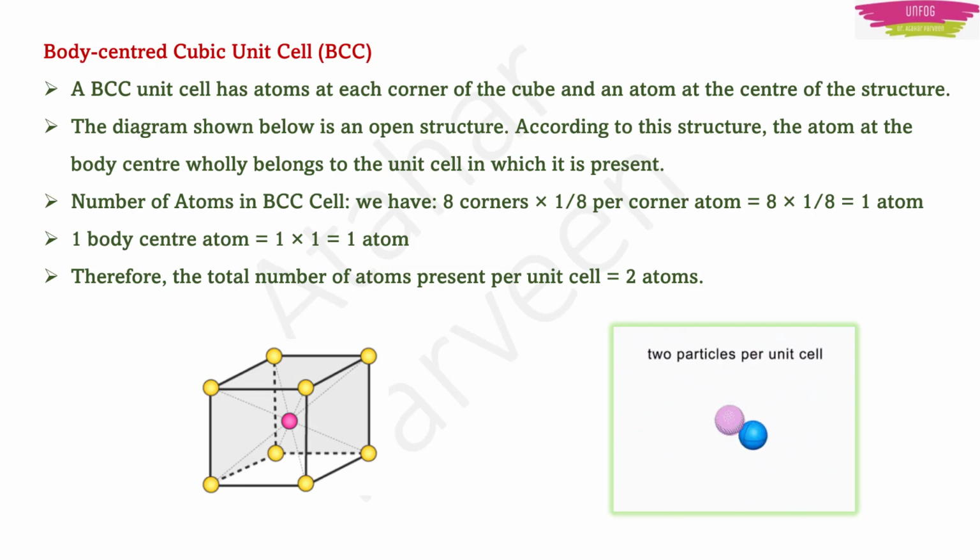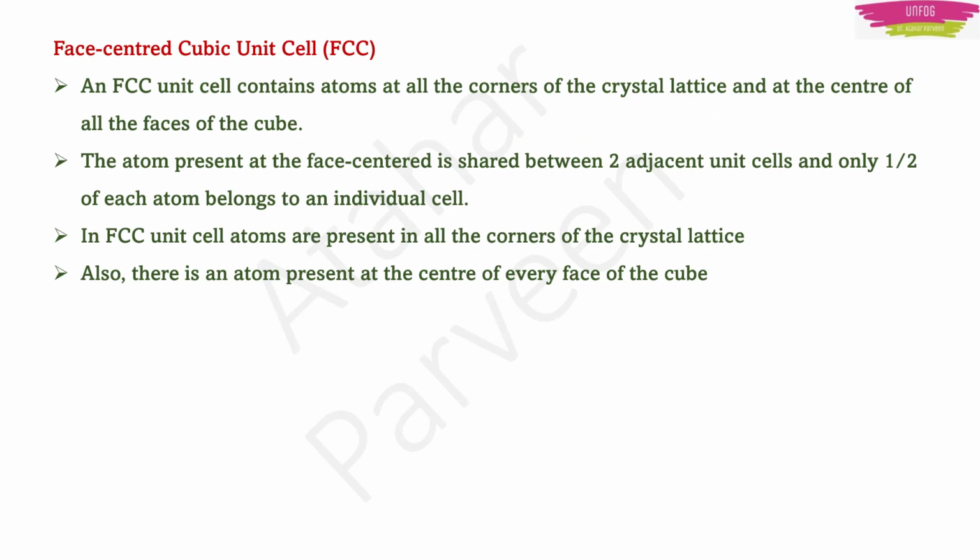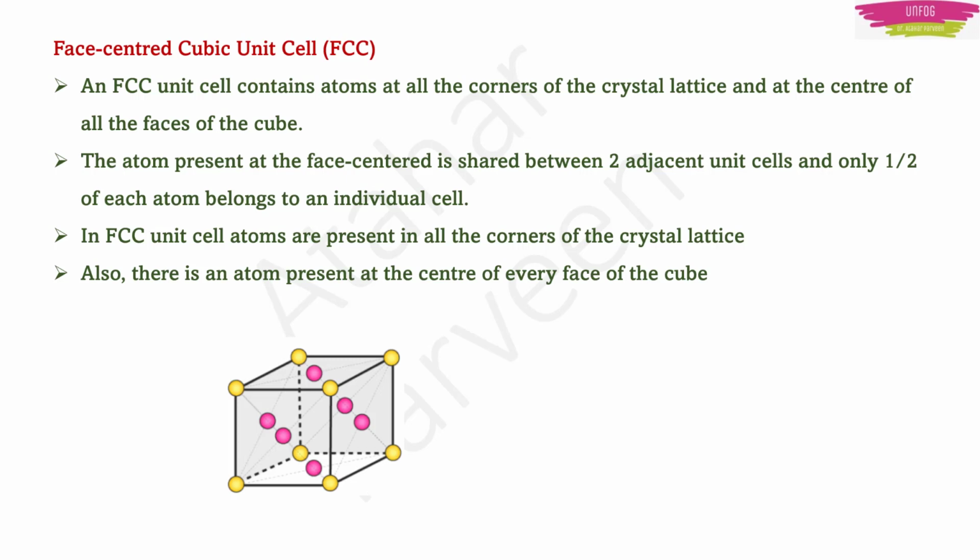Now let's talk about the FCC, face-centered cubic unit cell. This cell contains atoms at all corners of the crystal lattice like the previous ones, and there is no center atom. There is no atom in the middle of the cube here. Here there are center atoms at the center of a face of each cube. See how many faces will be there for that cube box. One will be at the top, one at the bottom, and there will be 4 adjacent, right? So every face is having one atom in the center of each face.